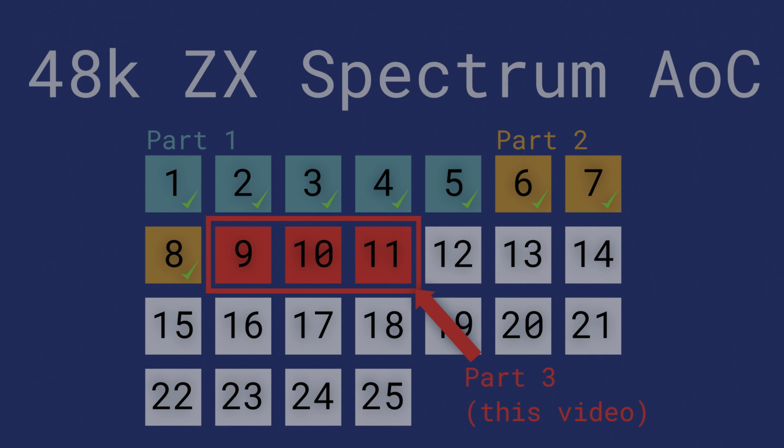If you haven't seen part 1, it might be worth watching that first, then coming back here, just to understand what I'm actually doing. You can find a link in the video description. The summary is, I'm trying to solve all of Advent of Code 2022 on a 48K ZX Spectrum.